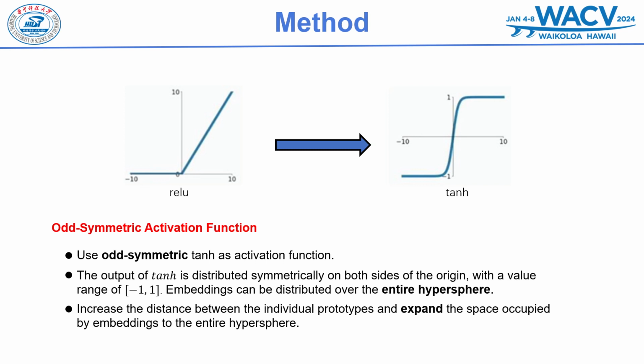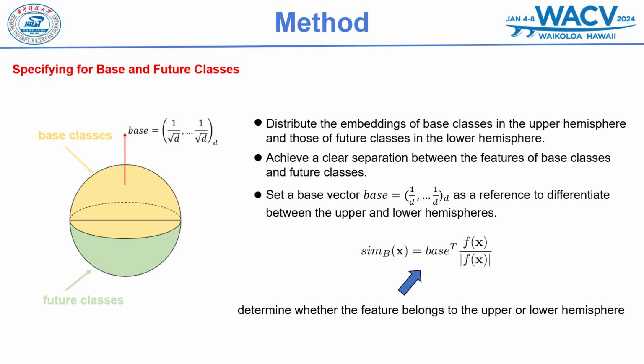To optimize the distribution of embeddings and achieve a clear separation between the features of base classes and future classes, it is necessary to adjust the embedding distribution within the entire hypersphere. This will ensure a greater distance between the prototypes of different classes, minimizing the overlap between their distributions. Specifically, we aim to distribute the embeddings of base classes in the upper hemisphere and those of future classes in the lower hemisphere. To achieve this, we set a base vector as a reference vector to differentiate between the upper and lower hemispheres.